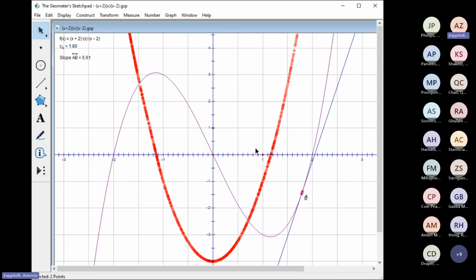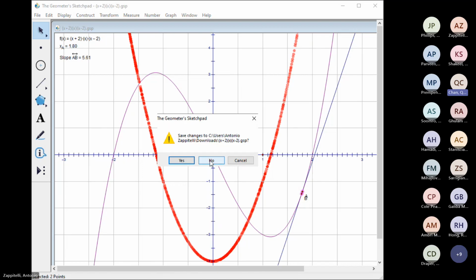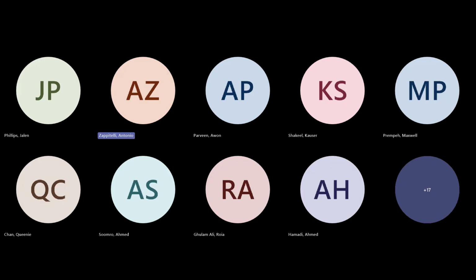And who's going to tell me why that's not surprising? Why do we expect the derivative of a cubic to be a quadratic? Can somebody give me a quick reasoning as to why that's very reasonable? Because of the power rule? Exactly, because of the power rule.